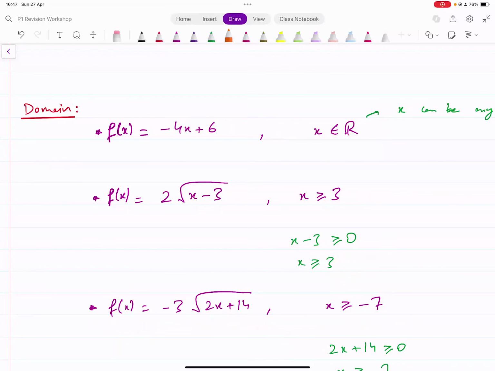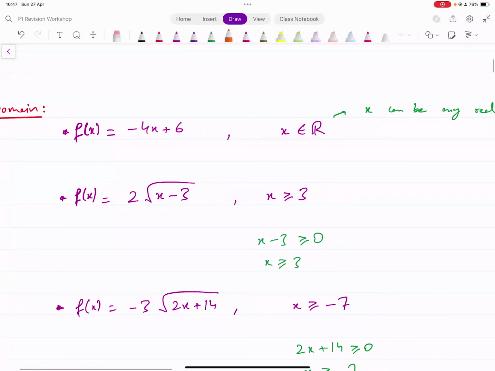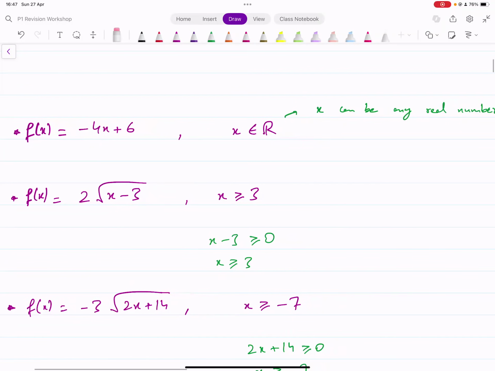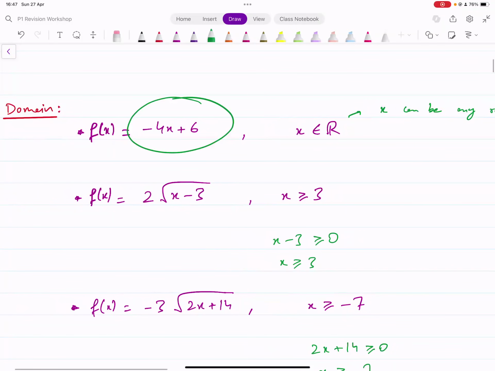There's no value for x at which this function is not defined. For a function like this, we often say the domain of the function is all real values. Now, you should be familiar with this notation. If it says something like this, x belongs to R, what that means is x can be any real number, right? So in the straight line, there's no restriction.